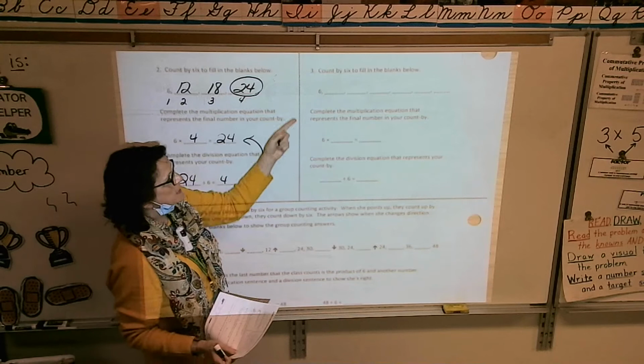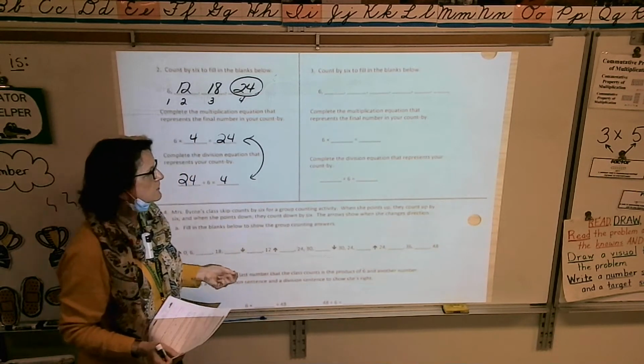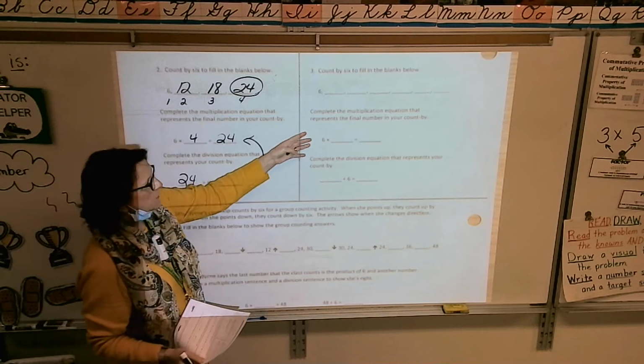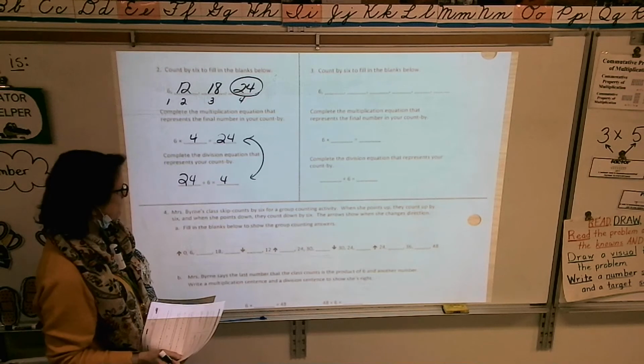Here's another one very similar to that. You have to skip count by 6 a little bit further, so I'm going to let you do that one on your own. You'll write the multiplication sentence that matches your last number in your count by, and write the related division sentence.